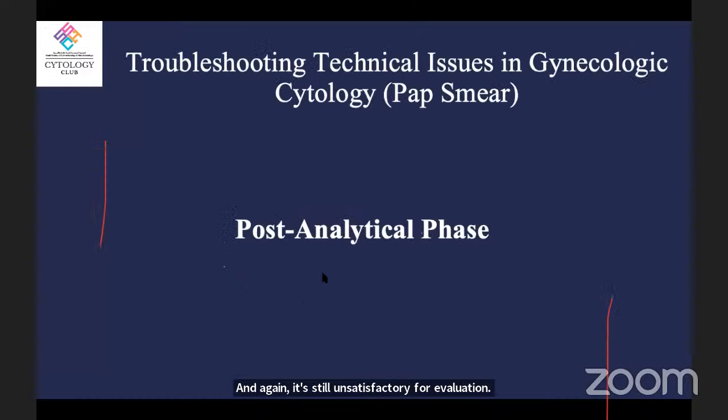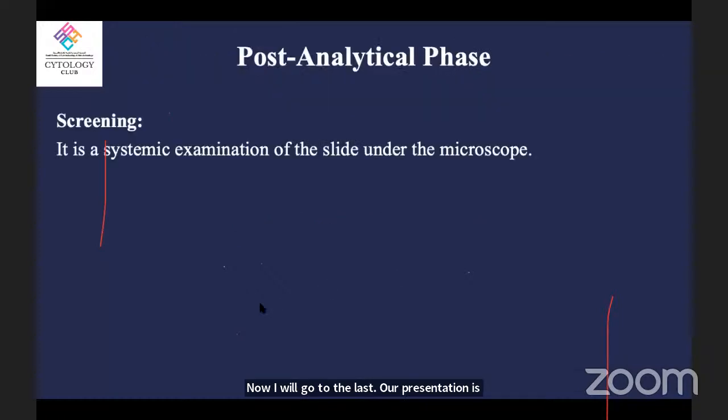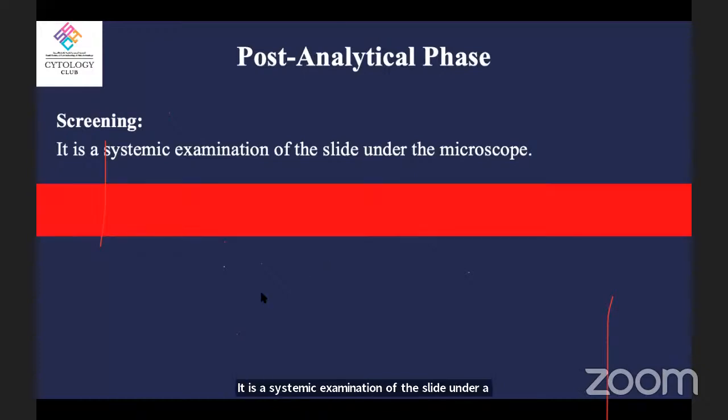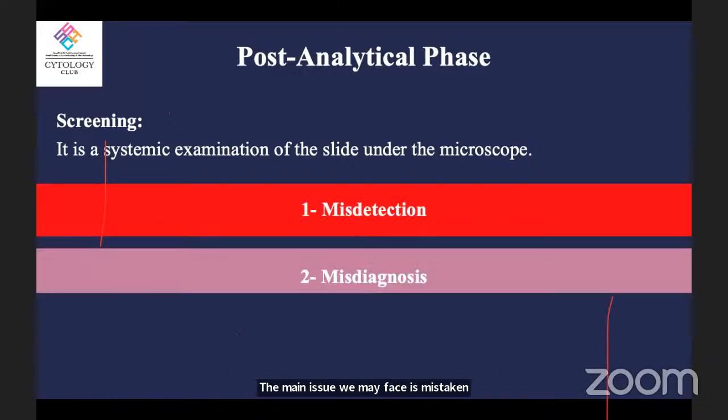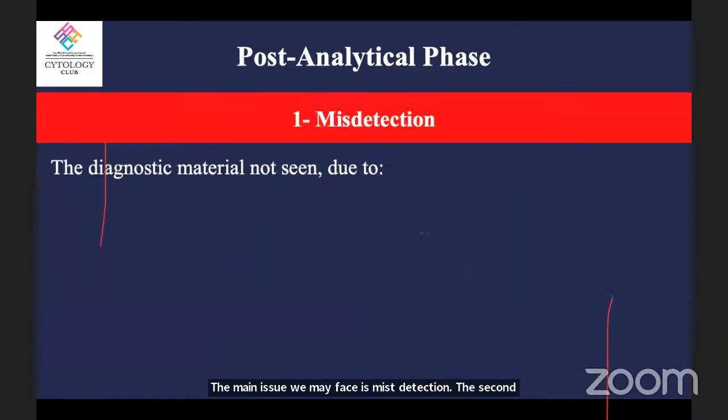Now we'll go to the last part of our presentation, the post-analytical phase, which is the screening phase. It is a systematic examination of the slide under a microscope. The main issue we may face is misdetection, and the second issue is misdiagnosis. So let's start talking about misdetection, where the diagnostic material is not seen. You didn't see the abnormal cell.